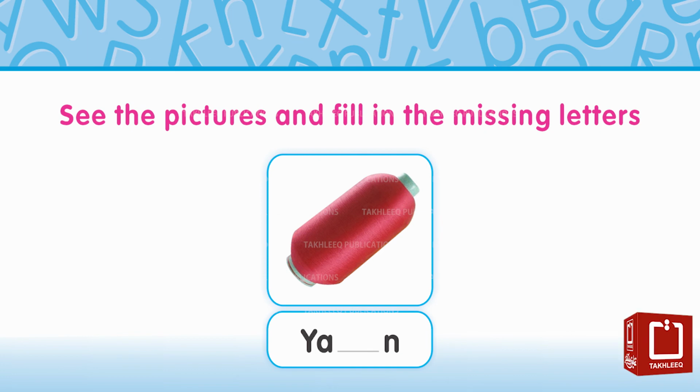Here we see the picture of a yarn. Here is written Y A dash N. The spellings of yarn are Y A R N. Yarn. Here letter R is missed, so we write here R.